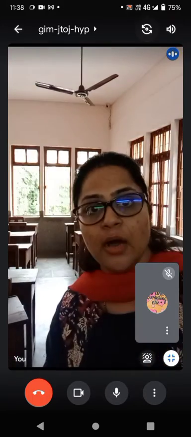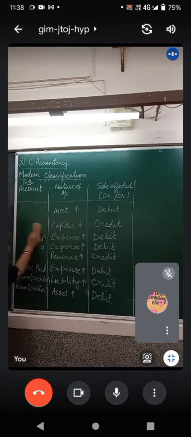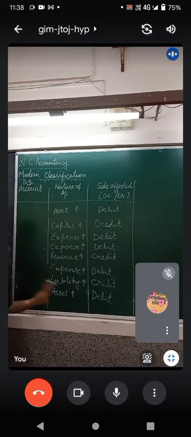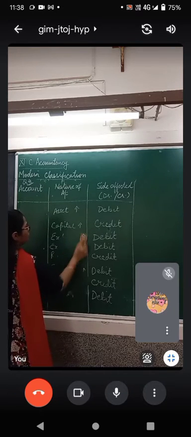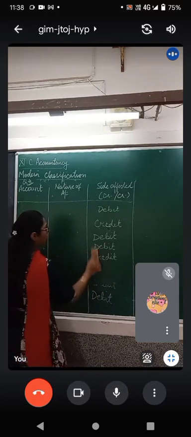Now let's see how this is done. The headings will remain the same. The columns for the table will remain the same. It is just that we are talking about the decreases. Earlier we were writing debit and credit if they are increasing. Now we are writing debit and credit when they are decreasing. So what are the items?